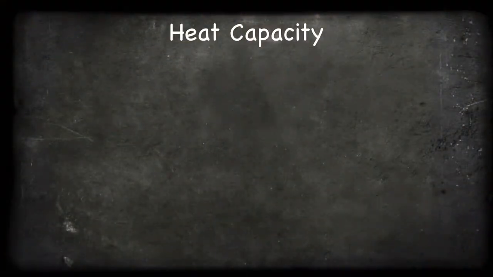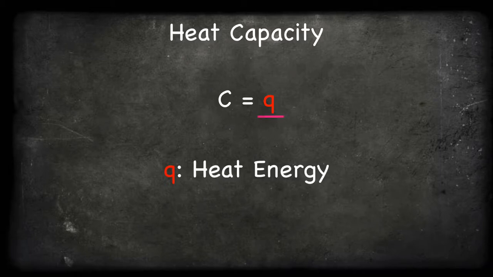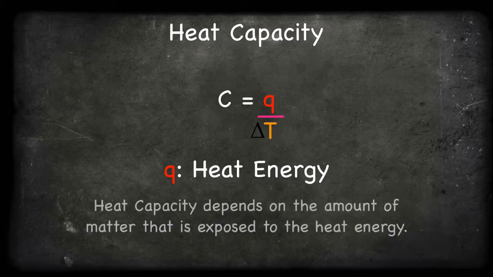Heat capacity is represented by the variable C. It is equal to the heat energy supplied to an object, which is Q, divided by its change in temperature, delta T. An object's heat capacity depends on the amount of the object exposed to the heat energy.